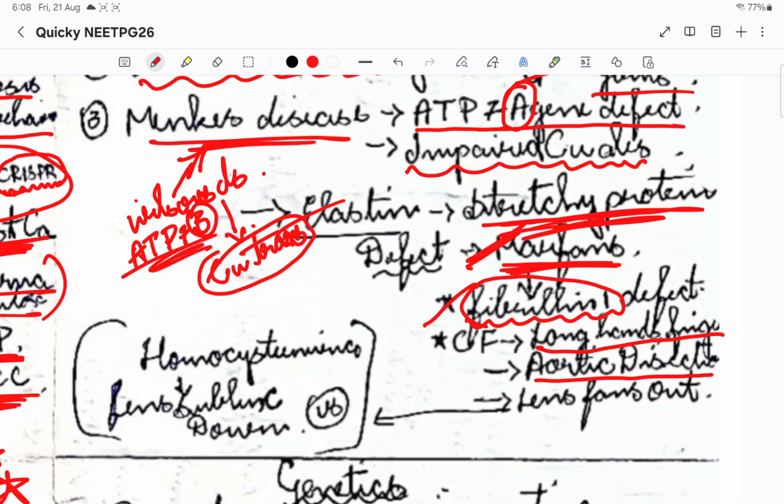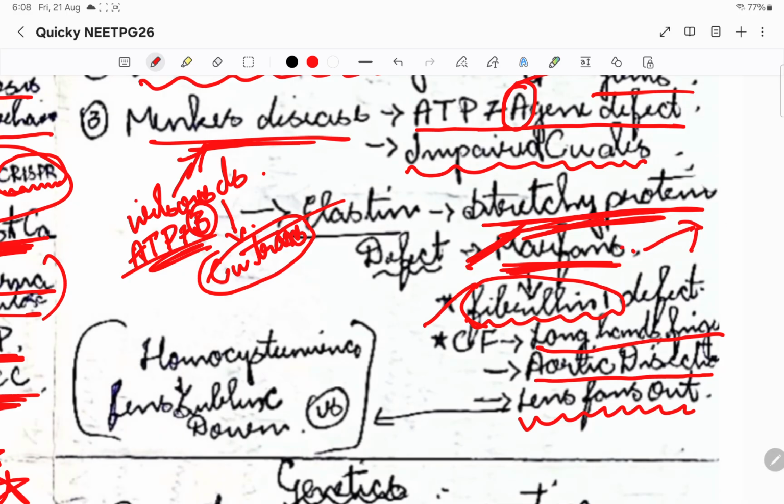Then the clinical features I told you, right? Long slender hands and fingers. Then aortic dissection, we'll discuss more about aortic dissection when we go to cardiology. One of the major things I want you to remember with respect to Marfan's is lens subluxation. Here the lens will be fanning outwards. Okay, fan is out. Marfan is out.